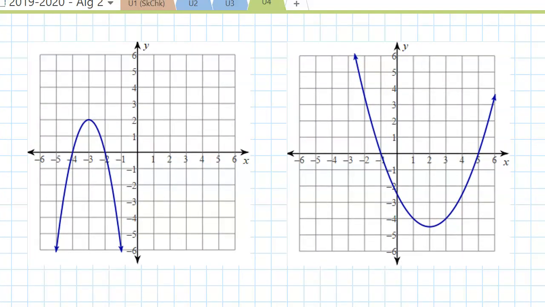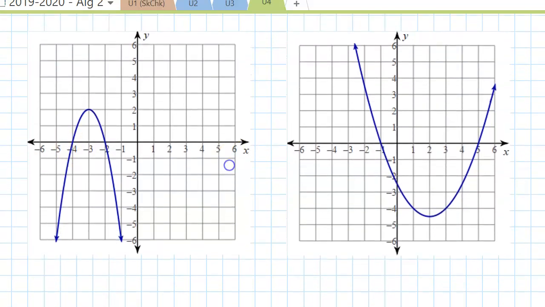So here we can see that I can identify my x-intercepts on both of these graphs. And if I was just given those, how do I figure out where the center of my graph is going to be? Well, the vertex lies on the axis of symmetry, which goes through the center of the graph.